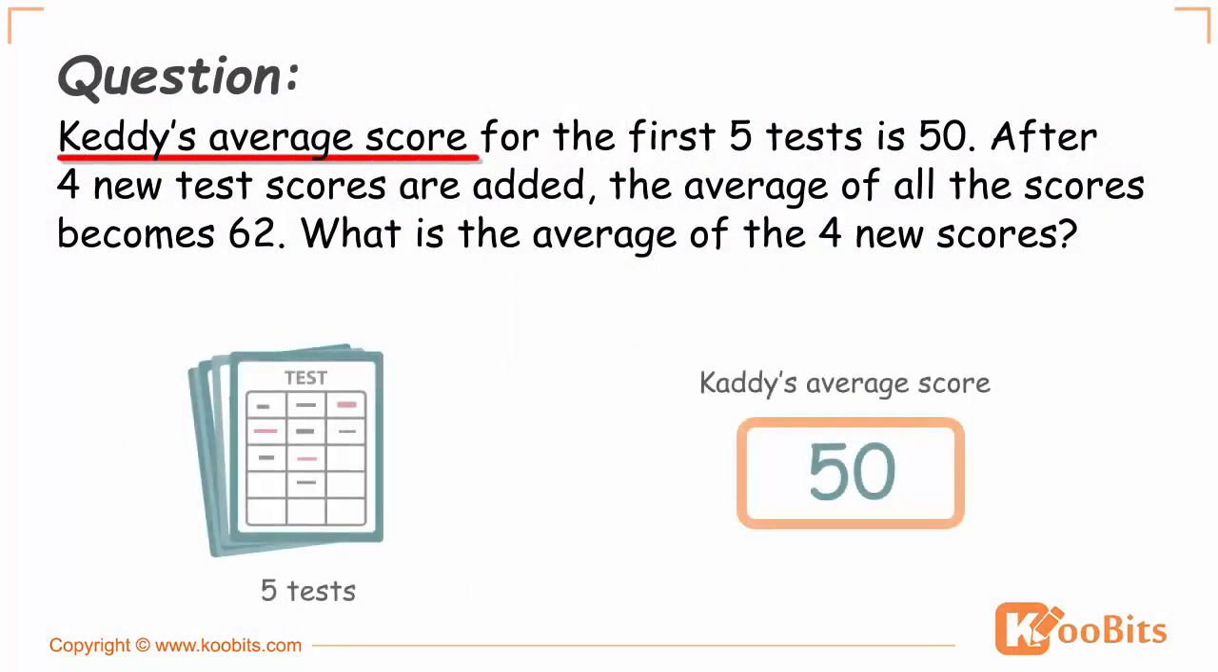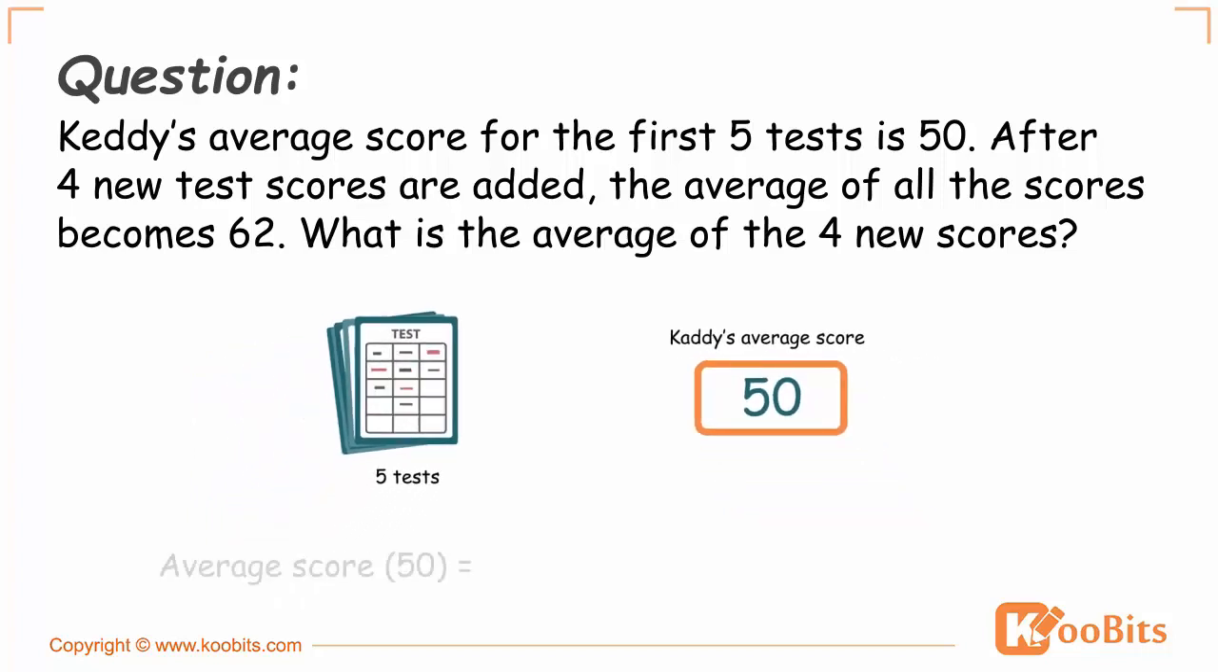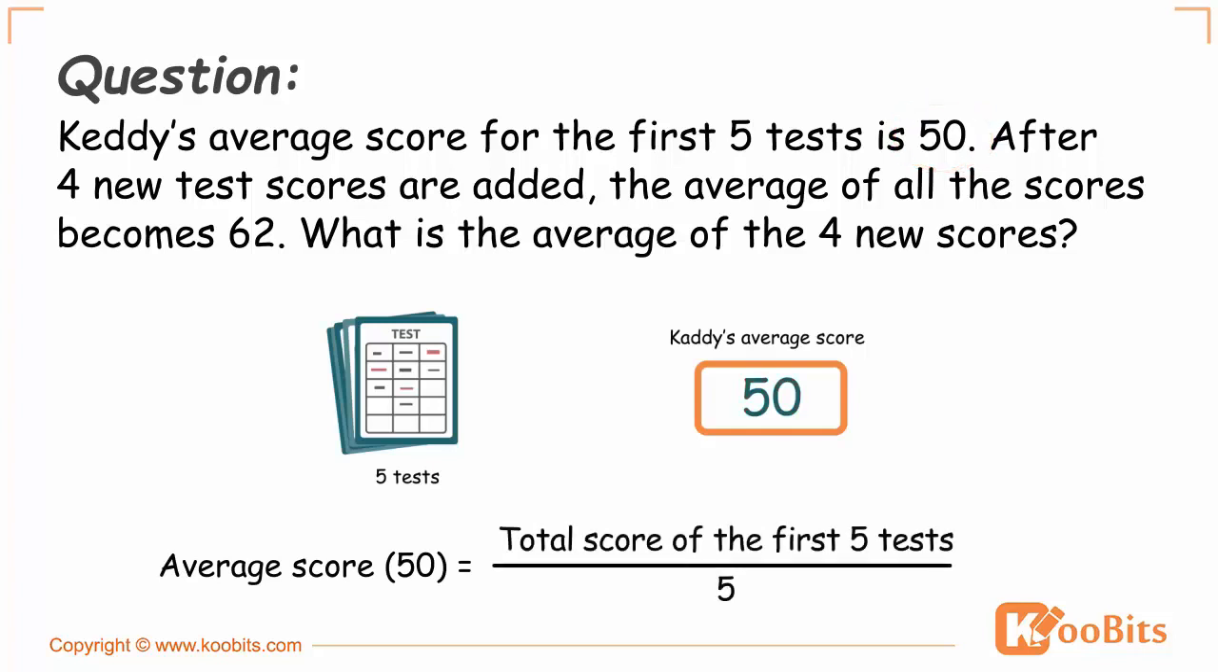Ketty's average score for the first 5 tests is 50. Do you know what average score for the first 5 tests means? In this case, the average, 50, is equal to the sum of data, total score of the first 5 tests, divided by the number of data, 5 tests.